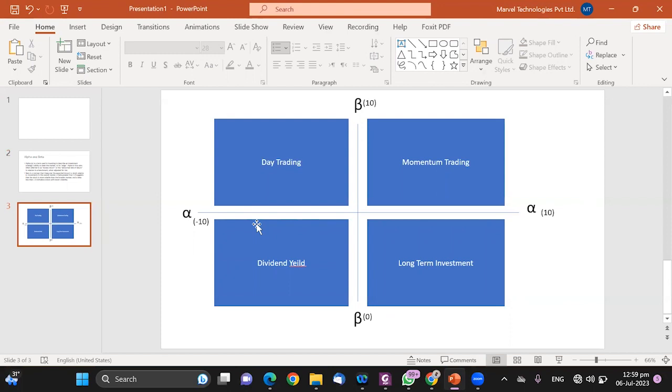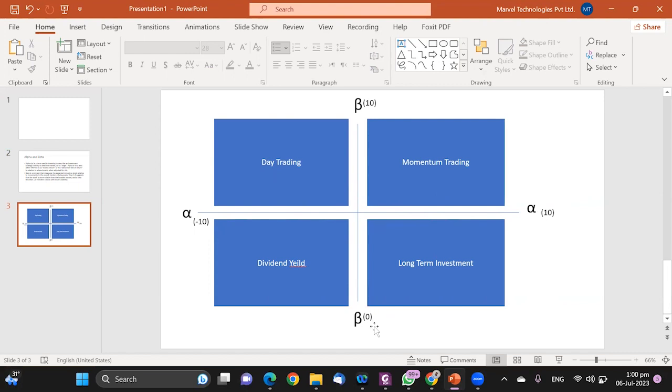Alpha is on the x-axis and beta is on the y-axis. Alpha is from -10 to 10. I'm taking the middle number as 0, and it is going negative here. It means the particular stock is less than the index. And if it is more than zero, on the right side, it means the particular stock is positive.